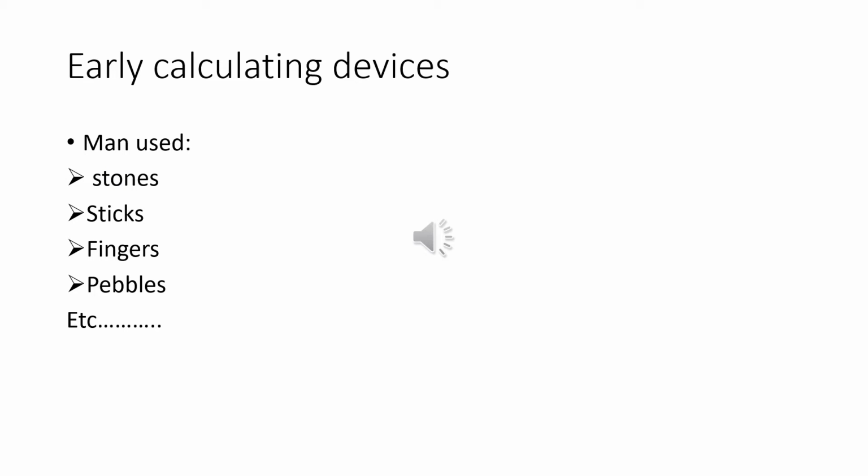The pictures that we have seen are nothing but things people used as calculating devices. These were the devices used in very early days. That's why they are called early calculating devices. At that time, man used stones, sticks, fingers, pebbles, etc.